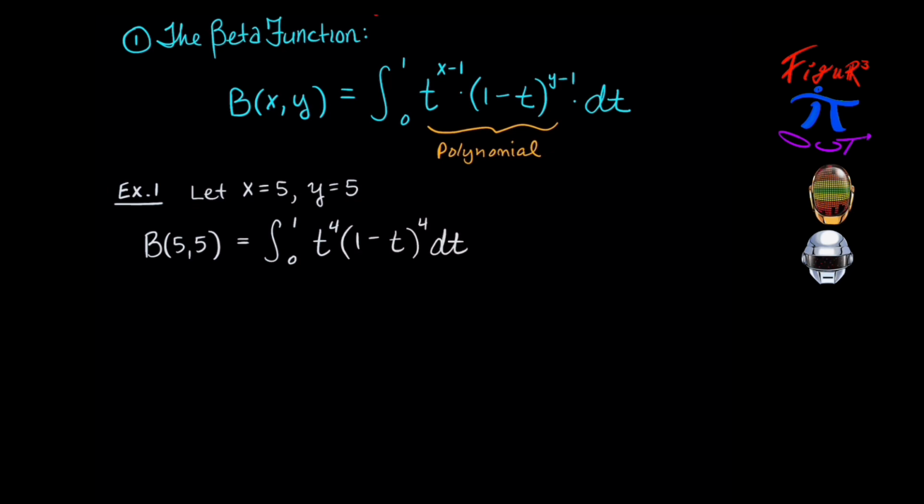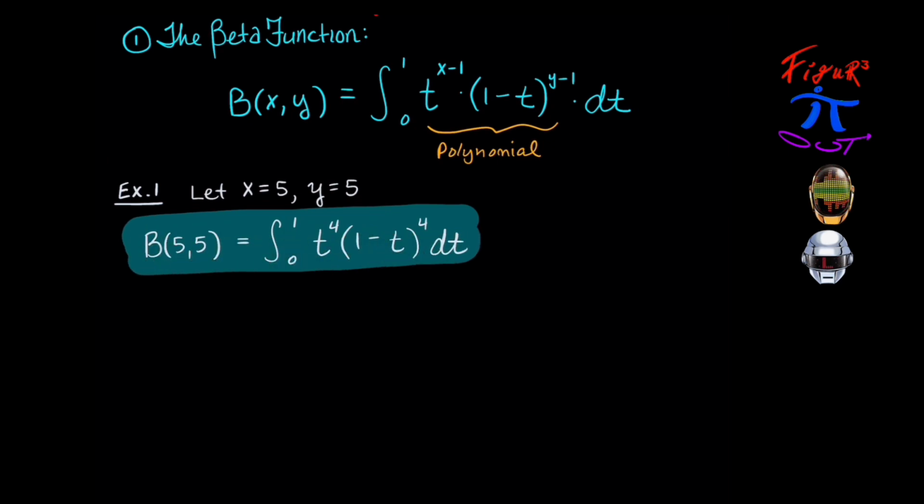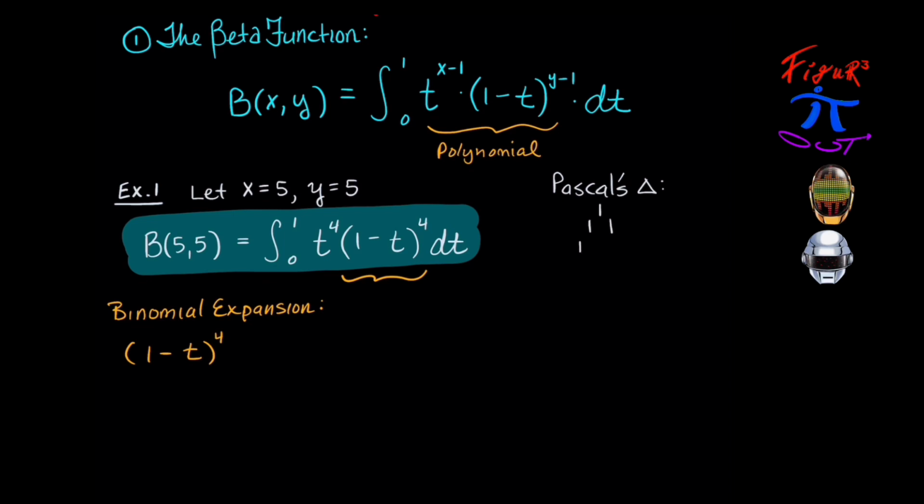Letting x and y both be 5 in the function, we get the integral from 0 to 1 of t to the fourth times 1 minus t to the fourth dt. Now, again, this is not a terribly difficult integral to do, so what we're actually going to do is expand out that binomial using the binomial theorem, and the binomial theorem expansion makes use of Pascal's triangle. Here, I just build the triangle up to the row that I need, and this row will represent the coefficients of my binomial expansion.